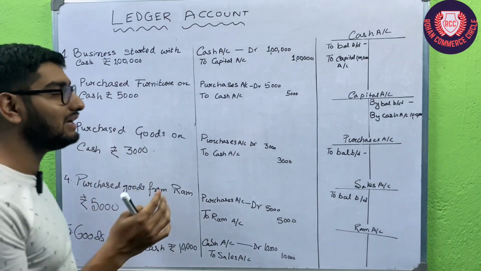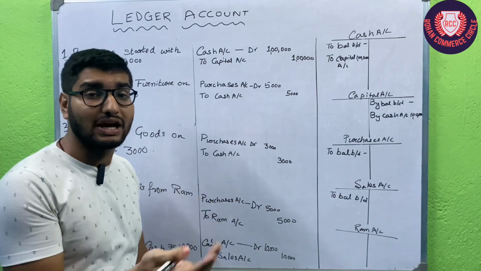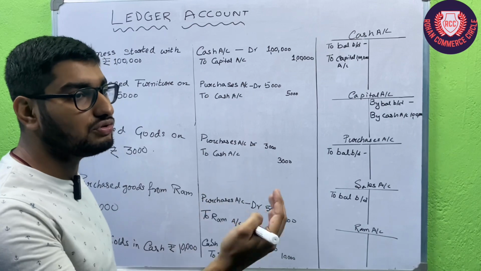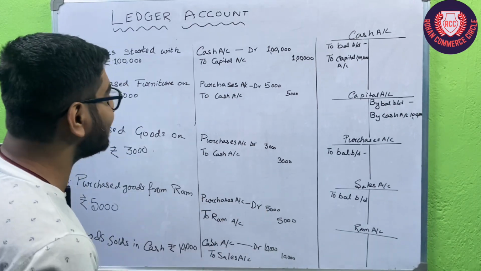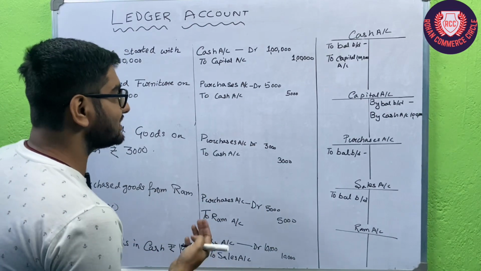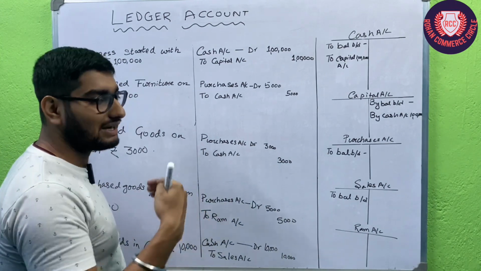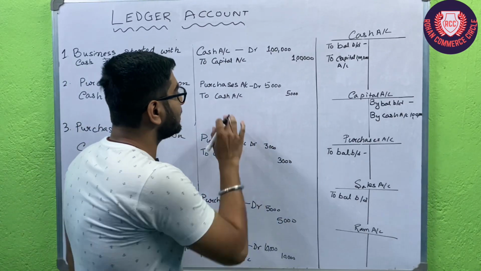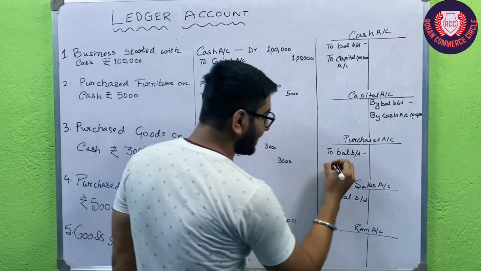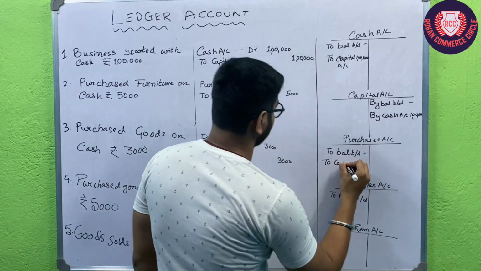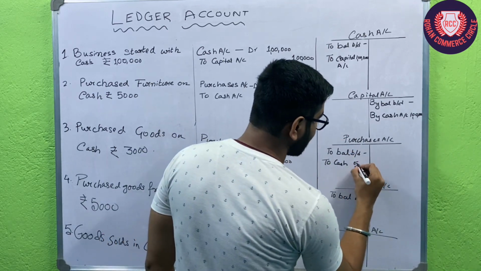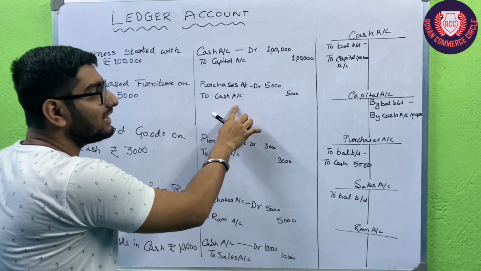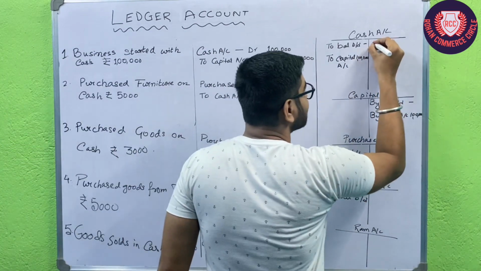So the journal will be purchases account debit to cash account. We are buying, so in the purchases account the goods are coming. Okay, so basically what is happening, it is the purchases, right? So purchases account debit, and cash is going out, that means the asset is decreasing, so to cash account. So in purchase account we will write to cash. So that will be rupees 5,000, right? And in cash account what will we write? We will write by purchase.